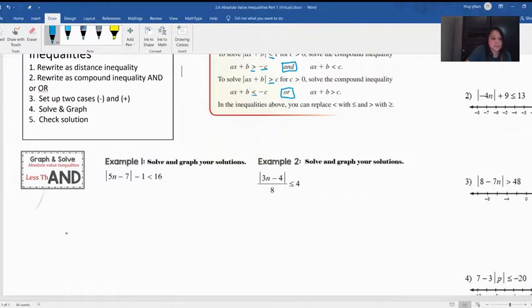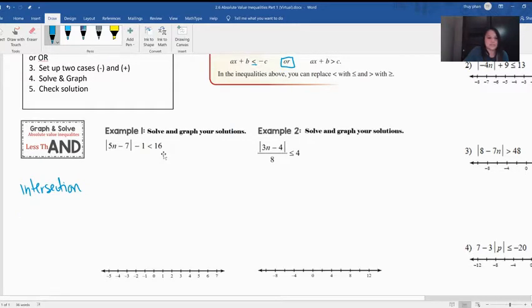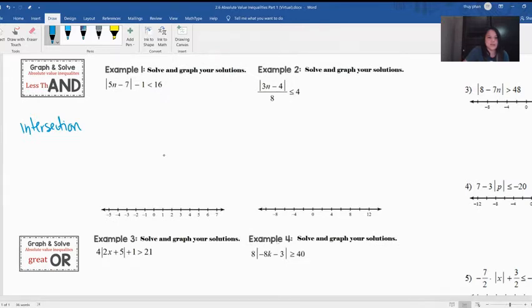All right. So it's an intersection. So ands are intersections. Don't forget. All right, so that means if it says and, I should see an intersection in the end. Okay, so let's go ahead and solve for this. So step 1, I'm going to isolate the absolute value expression before I set up my two cases, before I can determine if it's going to be an and or an or.